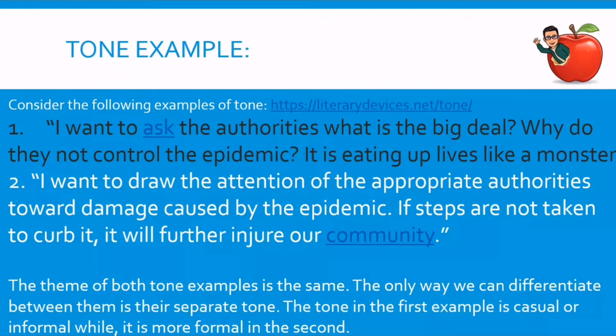Consider the following examples of tone. We have two examples here, and let us identify the tone of these statements. First one is, I want to ask the authorities what is the big deal. Why do they not control the epidemic? It is eating up lives like a monster. The second one is, I want to draw the attention of the appropriate authorities toward damage caused by the epidemic. If steps are not taken to curb it, it will further injure our community.